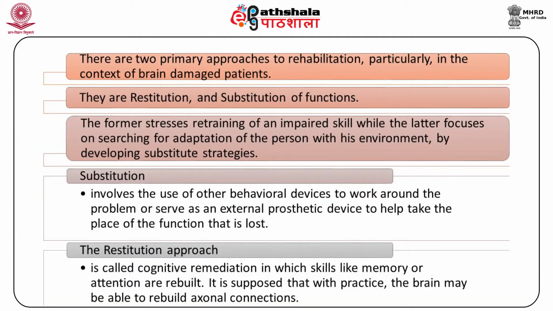There are two primary approaches to rehabilitation, particularly in the context of brain-damaged patients. They are restitution and substitution of functions. The former stresses retraining of an impaired skill, while the latter focuses on adaptation of the person to his environment by developing substitute strategies. Substitution involves the use of other behavioral devices to work around the problems or serve as external prosthetic devices to help take the place of the function that is lost.